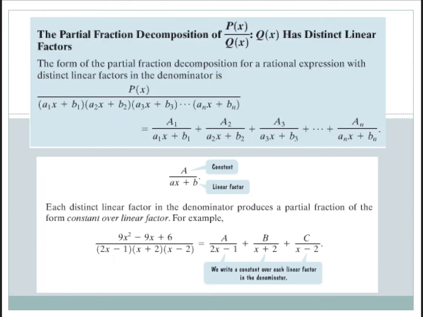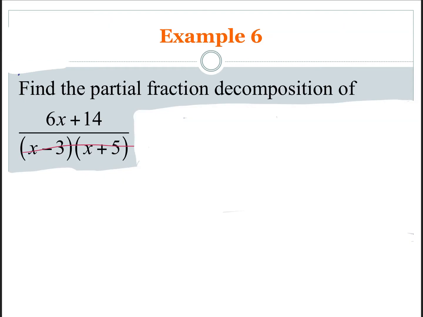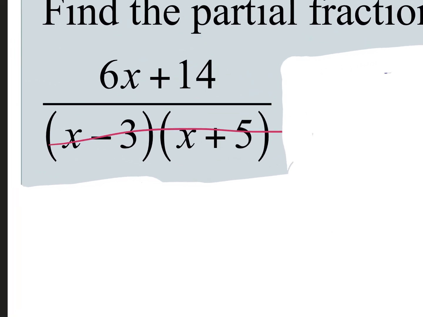If we look at the first example, these just go through the different steps and everything. It's a lot easier for me to show you as we do an example for you to understand your steps. So if we look at the first example, we have 6x plus 14 all over x minus 3 times x plus 5. So this fraction's denominator is already factored for us. Most of the time it won't be, so we'll have to factor it and then set it equal to 0 and solve for x. The reason why we solve for x is because later on down the road we're going to use what x is equal to.